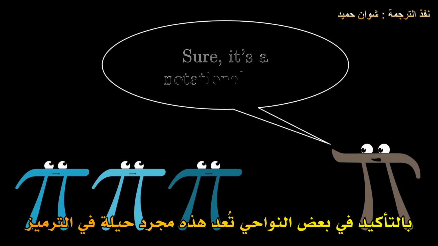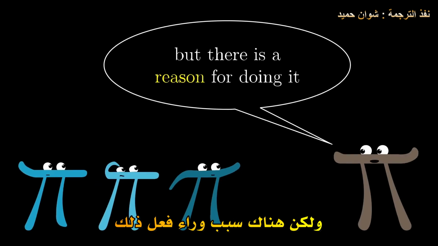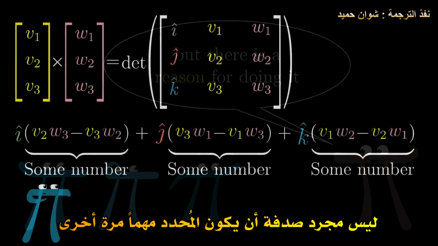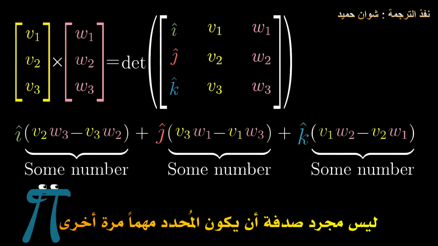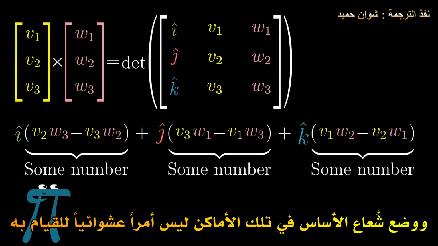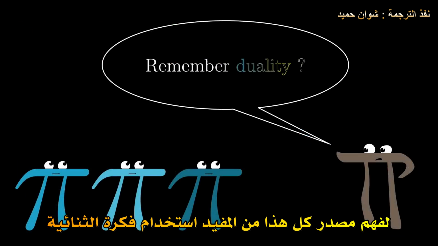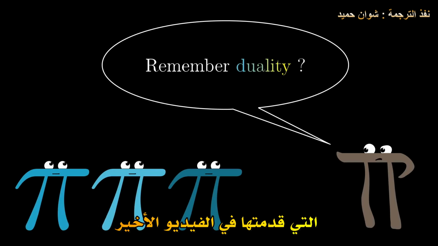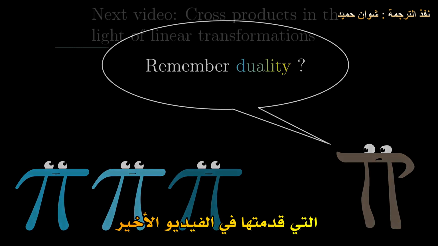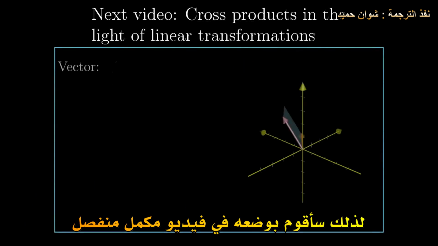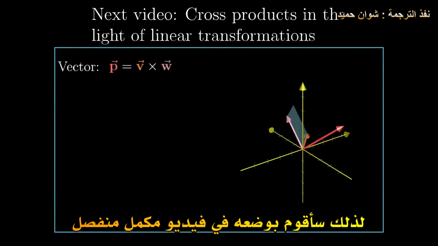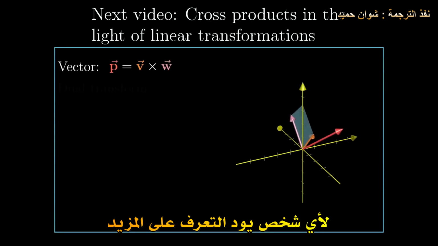And sure, in some sense this is just a notational trick, but there is a reason for doing it. It's not just a coincidence that the determinant is once again important, and putting the basis vectors in those slots is not just a random thing to do. To understand where all of this comes from, it helps to use the idea of duality that I introduced in the last video. This concept is a little bit heavy though, so I'm putting it in a separate follow-on video for any of you who are curious to learn more.